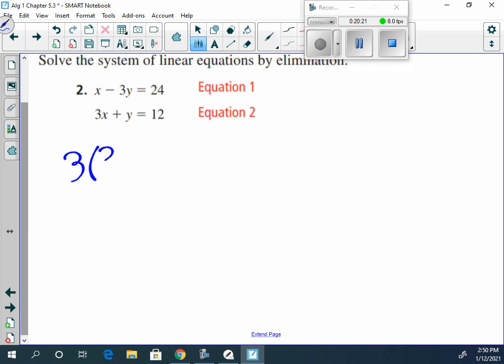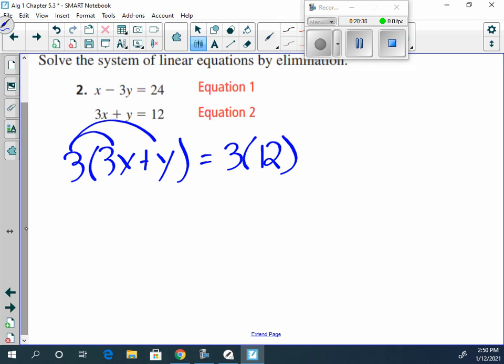So we'll multiply the bottom one by 3, because we want the values of y to be the same. Now we have to distribute this through. 3 times 3x will give us 9x, 3 times y will be 3y, and 3 times 12 will be 36.